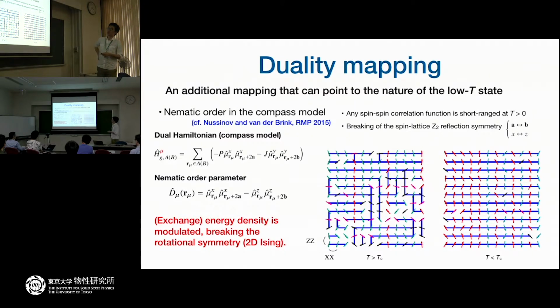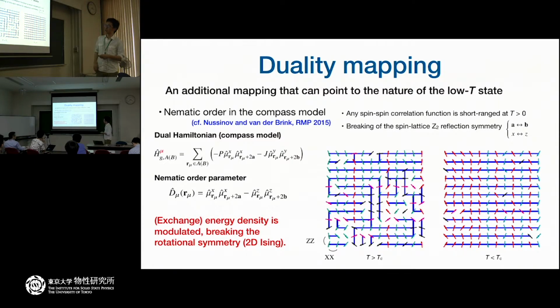According to previous studies, it has been established that the compass model undergoes a so-called nematic transition. At any finite temperature, the spin-spin correlation function is short-ranged. However, there's some Z2 symmetry breaking associated with a combined spin-lattice rotation: changing the X component to the Z component and simultaneously rotating the lattice by 90 degrees. This is the order parameter, basically the difference between the energy density associated with horizontal bonds and the energy density associated with vertical bonds.